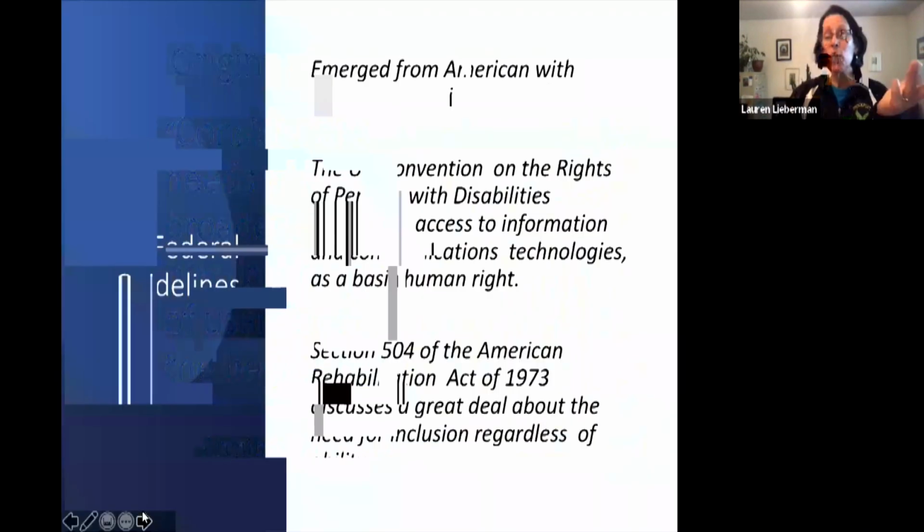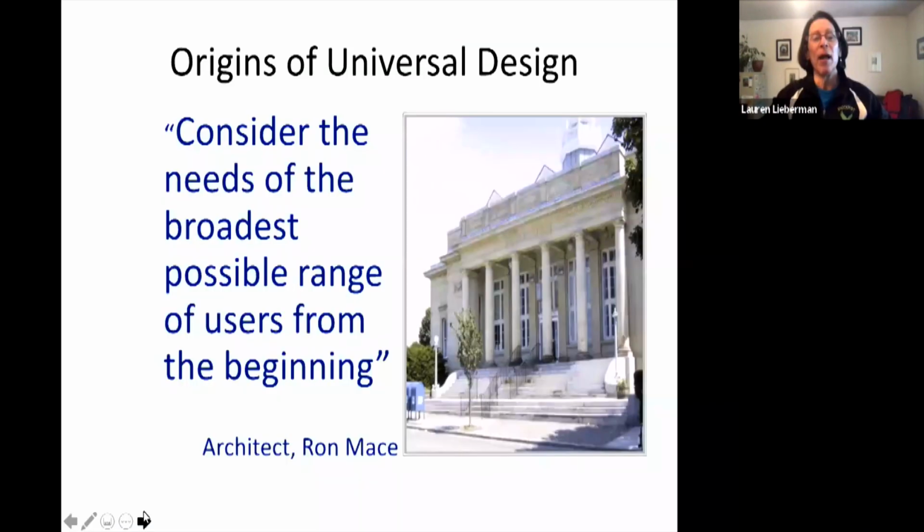And so again, the origins of universal design for learning are from the architecture field. Consider the needs of the broadest possible range of users from the beginning. So it's all students, it's not for that one child. We don't make modifications anymore for this child, it's for everyone. And you have to plan from the beginning. It's not reactionary. Oh, we need to get out this variation for this child. It's for all students. That's great.